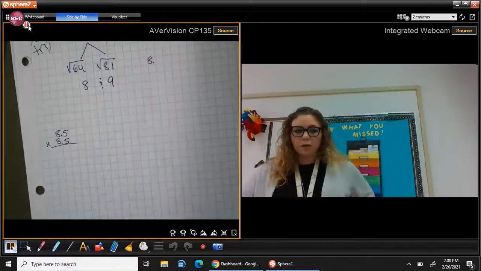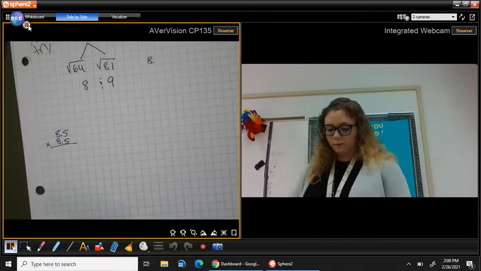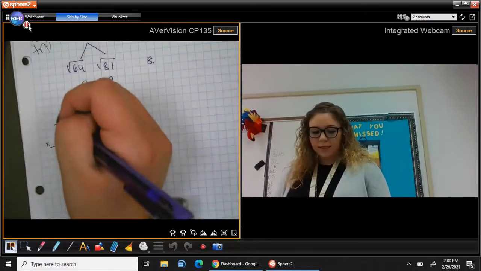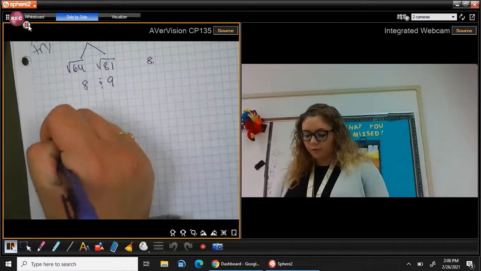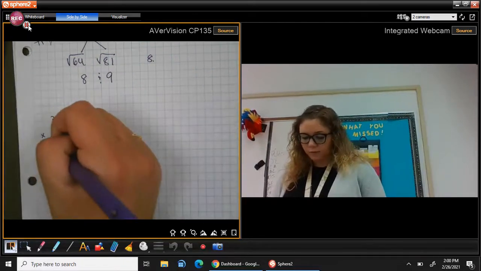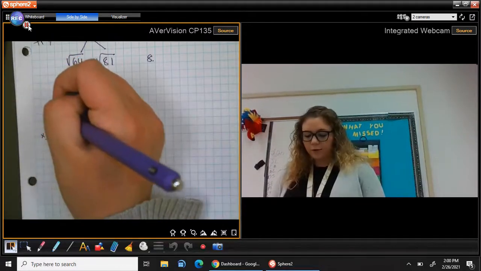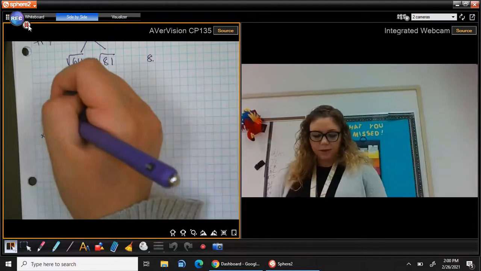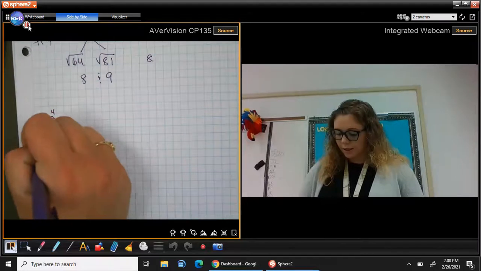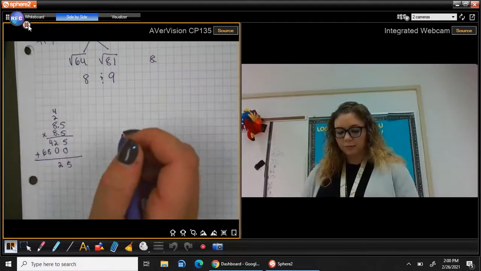Okay. So 5 times 5 is 25. Okay, 5 times 8 is going to be 40 plus 2 is 42. Put my placeholder. 8 times 5 is 40. 8 times 8 is 64. Plus 4 is going to give me 68. Add. 8 plus 4 is going to give me 12.